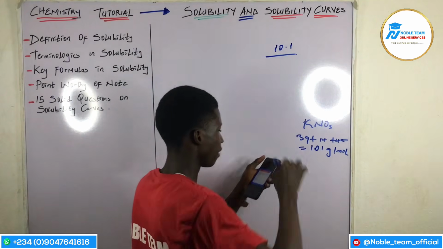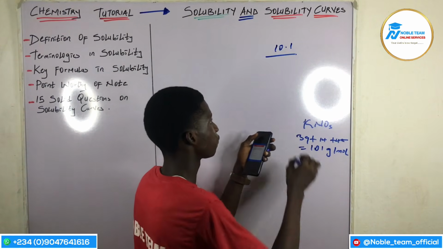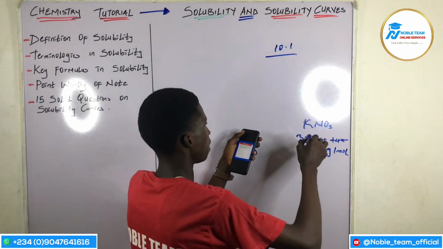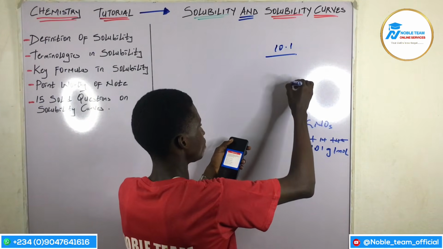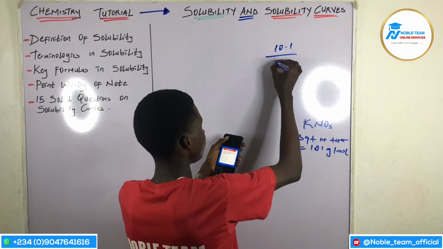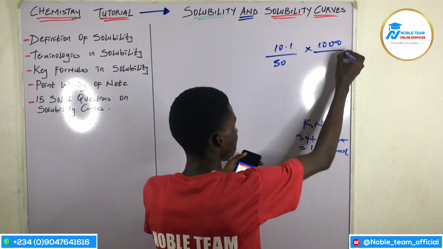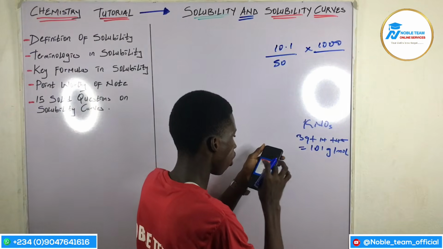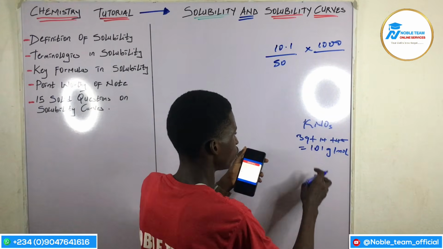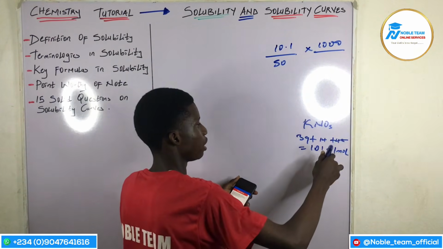10.1 divided by the mass of the solvent, which is 50. Then multiply by 1000 divided by the molar mass of the solute. The molar mass of the solute is 101.